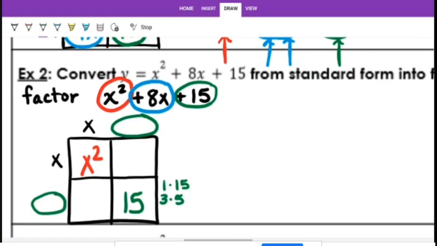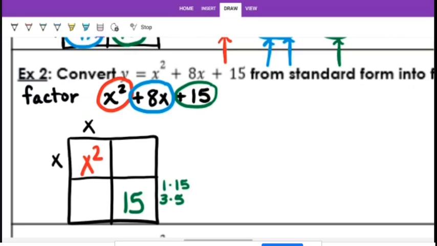How do I pick which one to use? Any volunteers want to talk me through it? How am I going to choose between the 1 times 15 versus the 3 times 5? Joel, can you help me out? I think you're onto something. I can see your wheels turning.